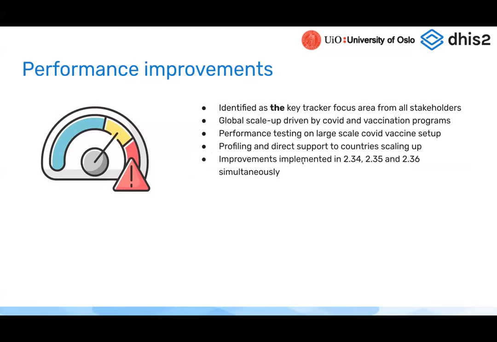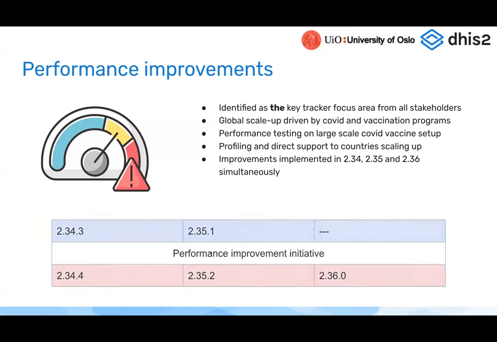These improvements have been made in three versions simultaneously: 2.34, 35 and 36. Even though the work has been ongoing through 35 and 36, the improvements have been merged on all three versions, and they were released in 2.34.4, 2.35.2 and 2.36.0. And we have been saying that if you're scaling a tracker, you should probably be on one of these three versions. We know that the best among these is 2.36, the second best is 2.35, and 2.34 is the lowest performer among the three optimized versions.